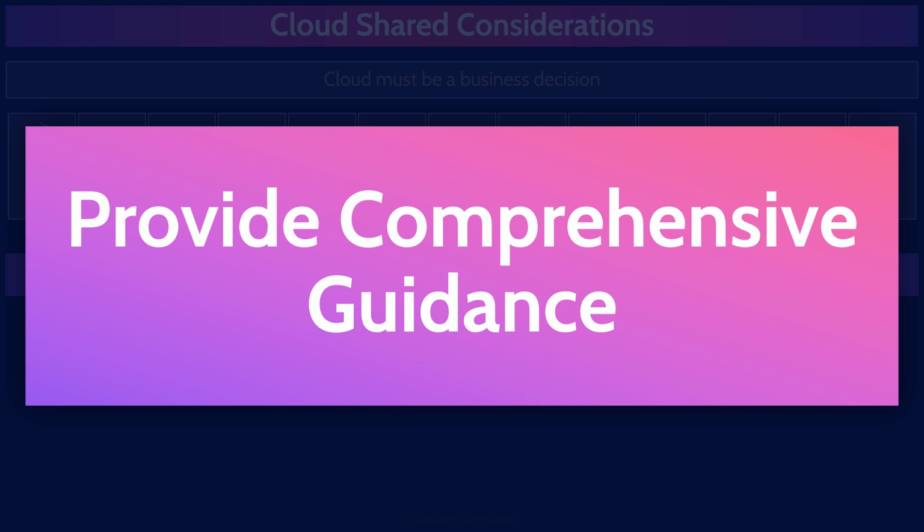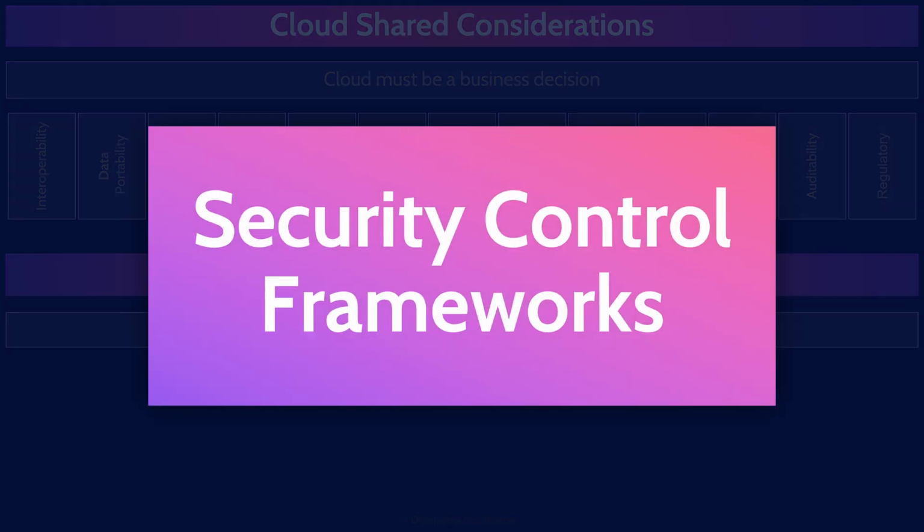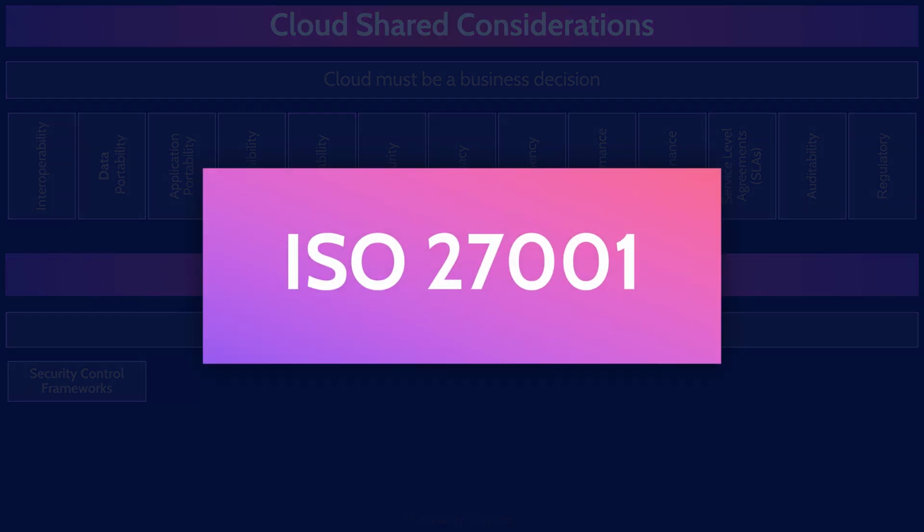Frameworks are essentially compendiums of best practices, typically written by experts. They are very useful in guiding the creation of new functions and practices within an organization. You may also need to demonstrate compliance with certain frameworks. All right, so let's dive into the first category of frameworks, general security frameworks. And there's only one framework that you need to know about in this category, ISO 27001.